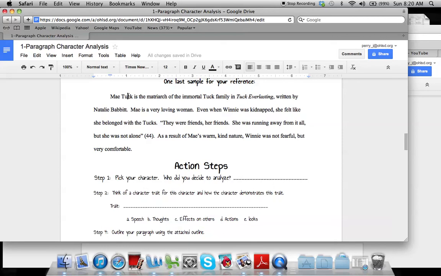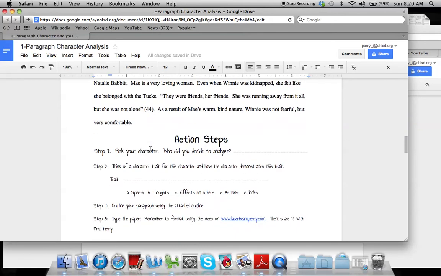Even when Winnie is kidnapped, she felt like she belonged with the Tucks. Here's the quote from the text. "They were her friends. She was running away from it all, but she was not alone." As a result of May's warm, kind nature, Winnie was not fearful, but very comfortable. So that is proving that she is loving using her effects on others, which is Winnie.